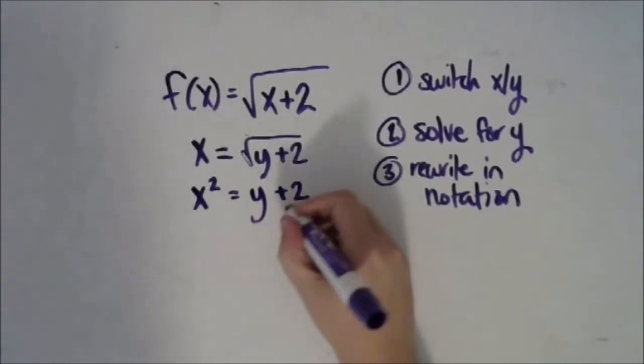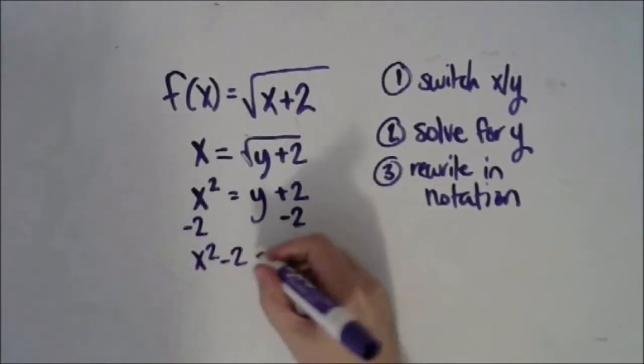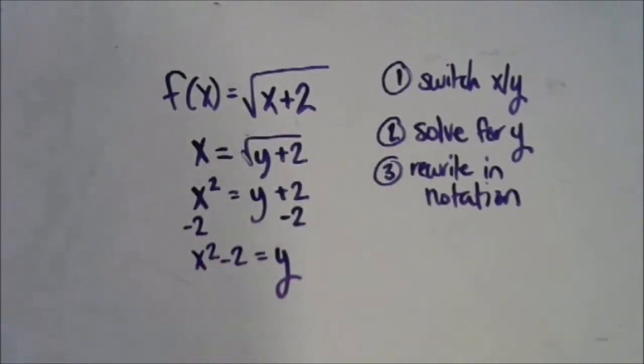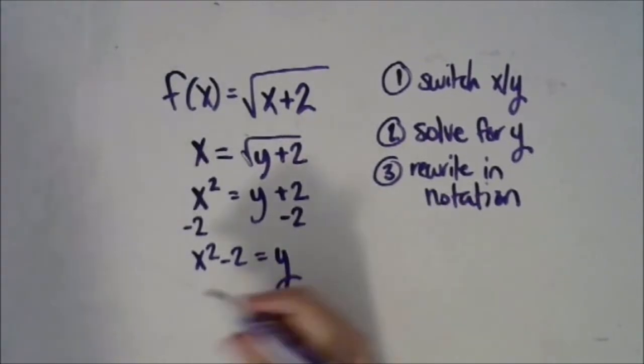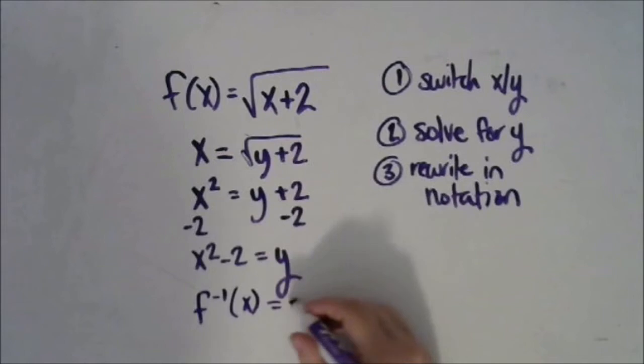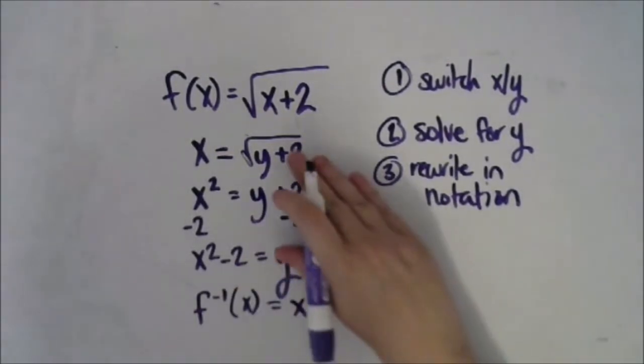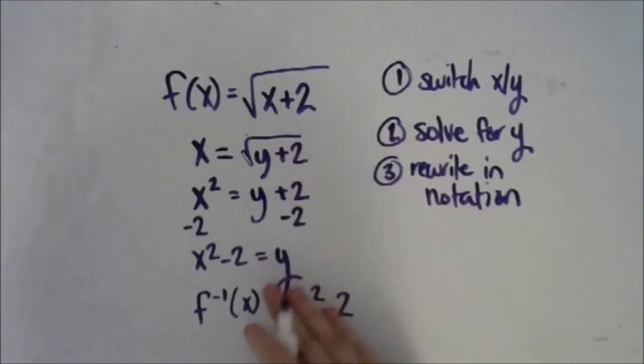One more step, and y is by itself. Rewrite using your notation. f inverse of x is equal to x squared minus 2. So what's the inverse of the square root of x plus 2? Well, it's x squared minus 2.